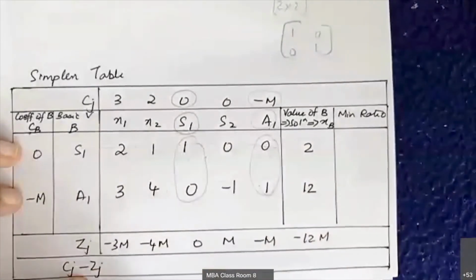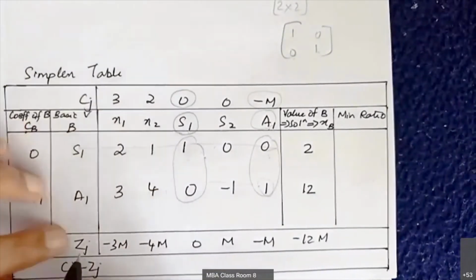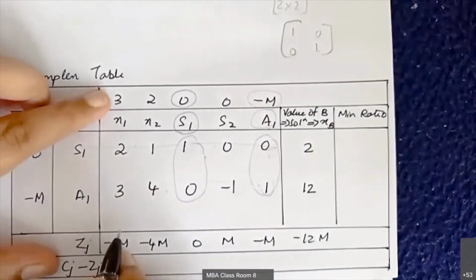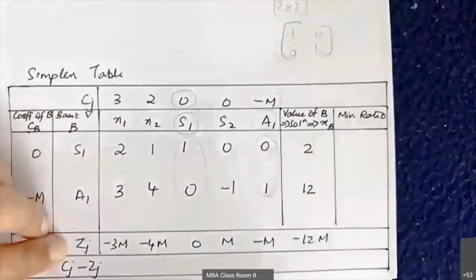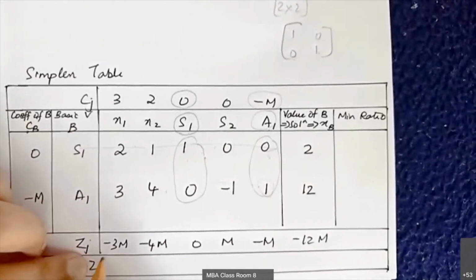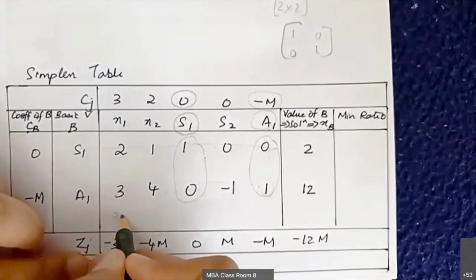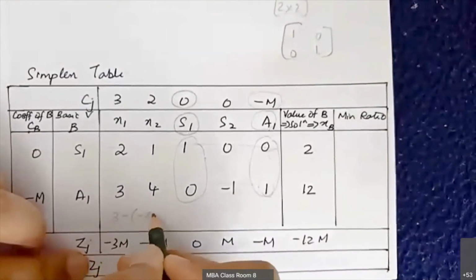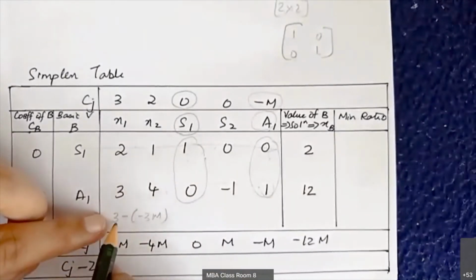Okay, now what is Cj minus Zj? Cj is this value here and Zj we have already got. So 3 minus of minus 3M. Correct now? Cj value is 3, then what is the Zj value here? It is minus 3M. So how do we get it? 3 minus of minus 3M. Correct? 3 minus of minus will become plus, so it is 3 plus 3M.